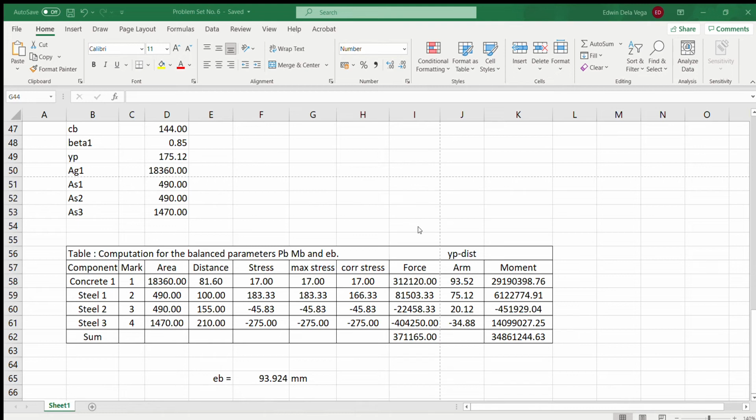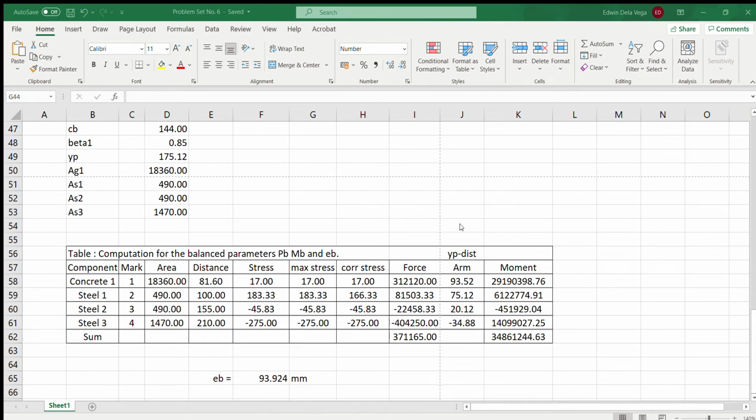100, 155, and 210 can be easily computed by means of the distances here. Okay, this is 100, and then 260 minus 105 is 155, and 110 plus 100 is 210. Okay, so those are the distances enumerated on the steel components.